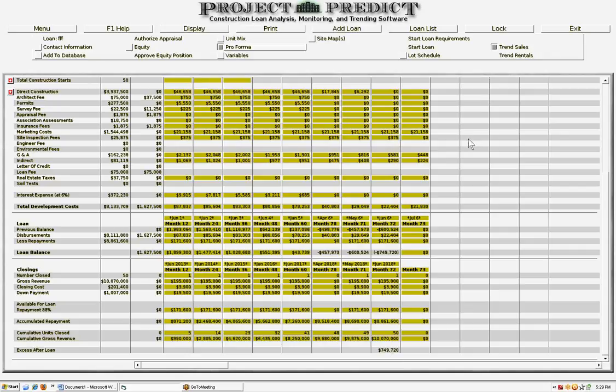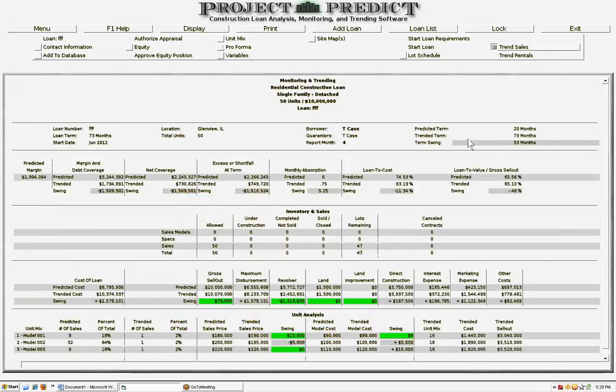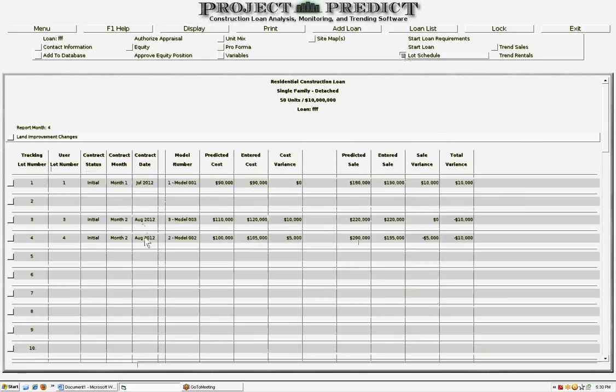Back to the trend screen. This is an indication of what's going on. There have only been 3 houses being built. Let's go and make sure that's accurate. 1, 2, 3. Back here again.